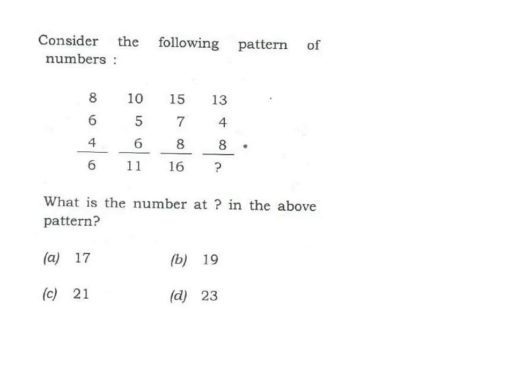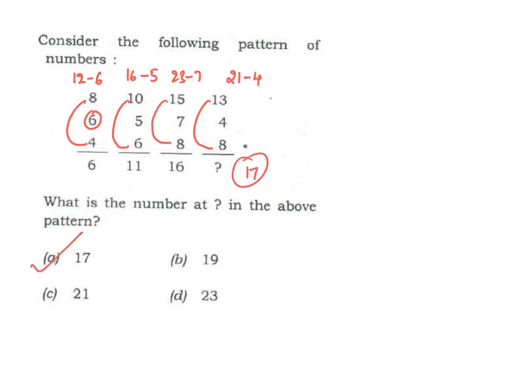Consider the following pattern of numbers: 8, 6, 4, 10, 5, 6, 15, 7, 8, 13, 4, 8. Now see this pattern. If you look at carefully, if you add 8 plus 4, 12 and subtract this 6. So it is 12 minus 6, that is 6. 10 plus 6, 16 minus 5. 15 plus 7, 23 minus 7. 13 plus 8, 21 minus 4, that is 17. So answer is 17.